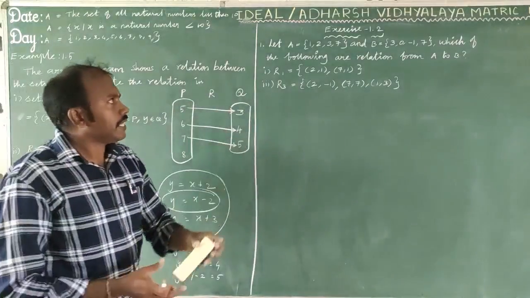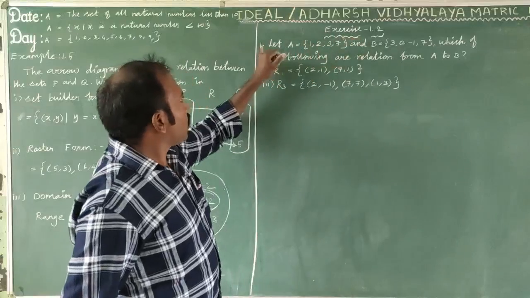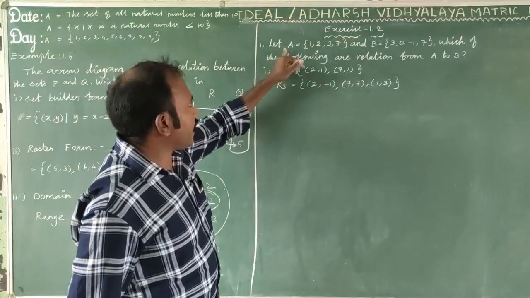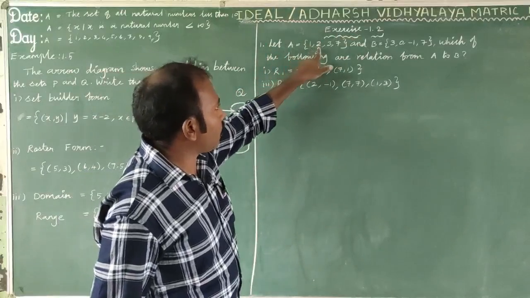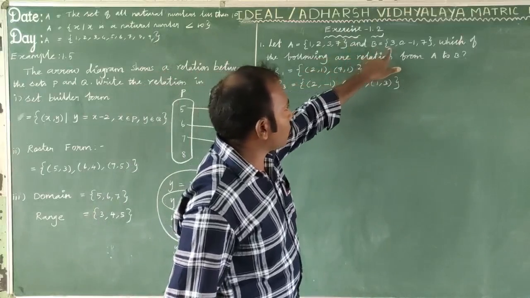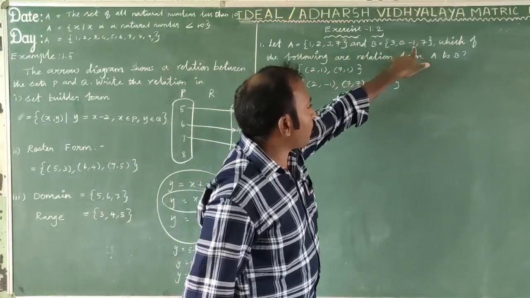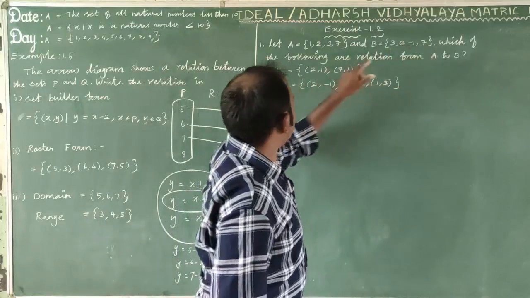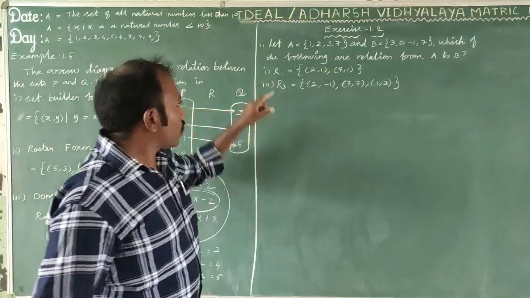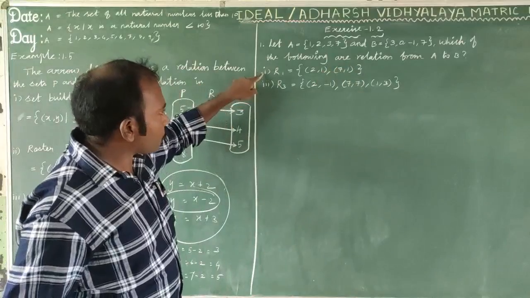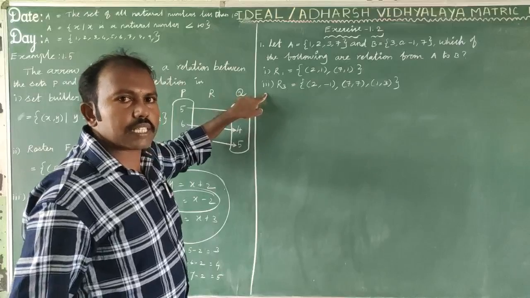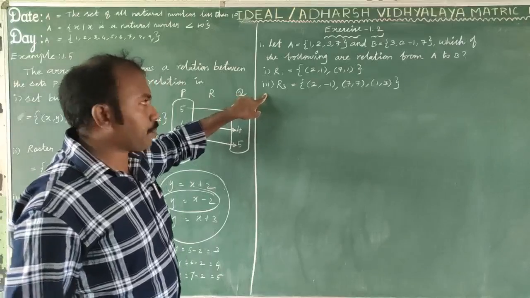Right. Next one, exercise 1.2, that is example 1.4 model. First one: let A is equal to {1, 2, 3, 7} and B is equal to {3, 0, minus 1, 7}. Which of the following are relations from A to B? In the four subdivisions, now I will solve the first and third. The remaining two sums are homework, you complete them correctly.